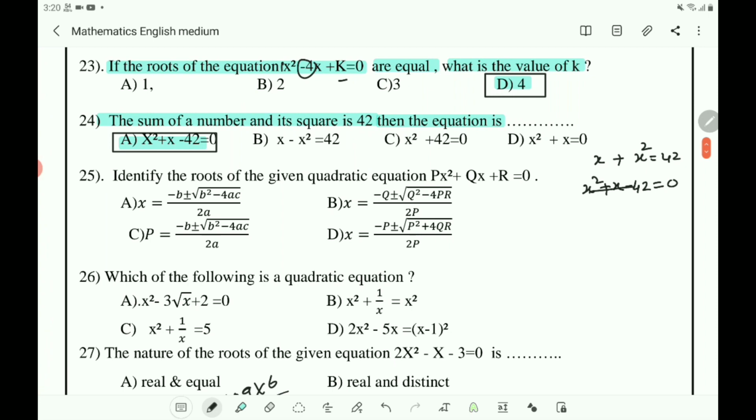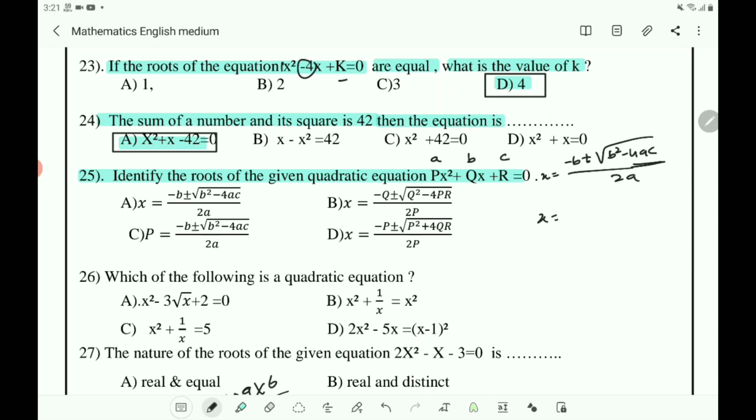Then you take the question number 25. Identify the roots of the given quadratic equation px square plus qx plus r equals 0. Before identifying the answer, here first you write the formula for ax square plus bx plus c equals 0, that is x equals minus b plus or minus square root of b square minus 4ac by 2a. You must know this formula, quadratic formula, and in the place of a p is there, and in the place of b q is there, and in the place of c r is there.